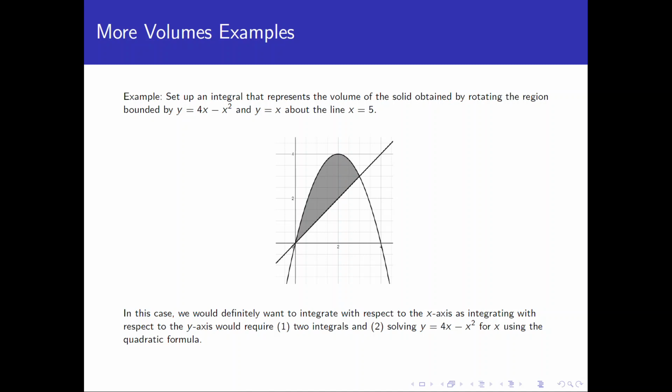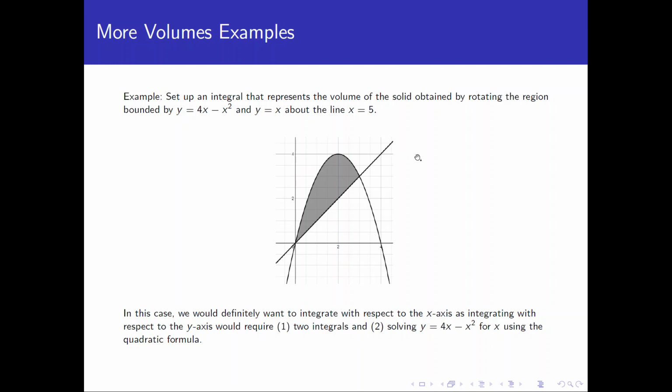Notice I haven't said anything about I want to use method A or method B. I said I want to integrate with respect to x or y, and then use that decision to tell me what method to use. All right. So I'm choosing to slice it vertically, to slice it perpendicular to the x-axis.